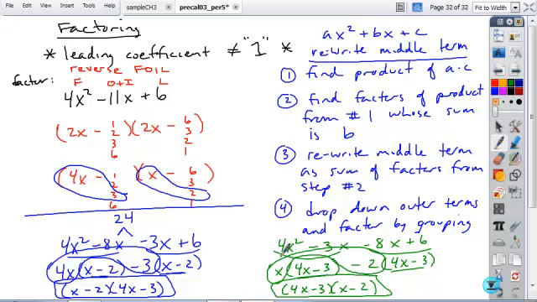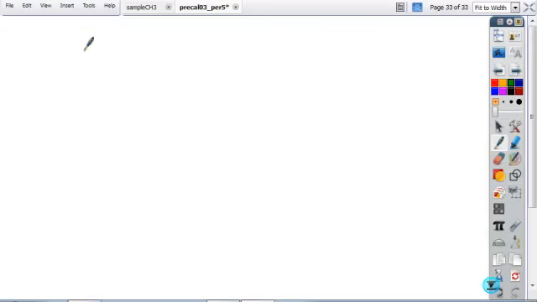All right, I want you to try one more like this, please. I'd like you to see if you can try doing this by rewriting the middle term. See if you can use that method.